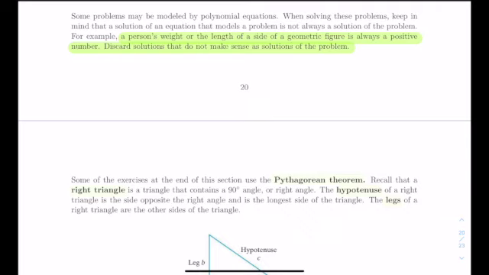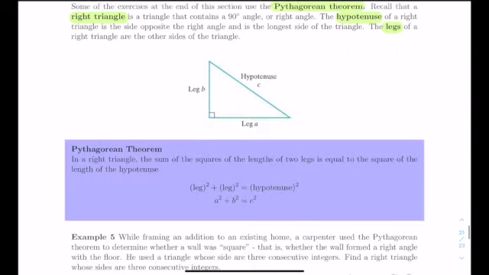Some of the exercises at the end of this section use the Pythagorean theorem. So a right triangle is a triangle that contains a 90-degree angle or a right angle. The hypotenuse of a right triangle is the side opposite of the right angle, and it is the longest side of the triangle. The legs of a right triangle are the other two sides of the triangle. So the legs we label as A or B, it doesn't matter which one, but the hypotenuse is always C. And so we can use the fact that A squared plus B squared is equal to C squared.